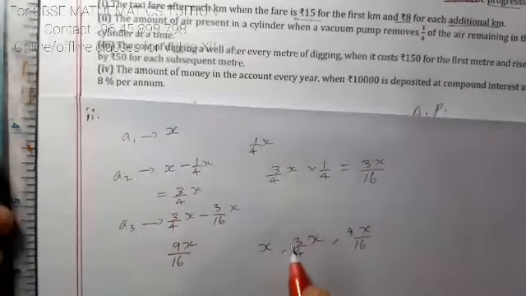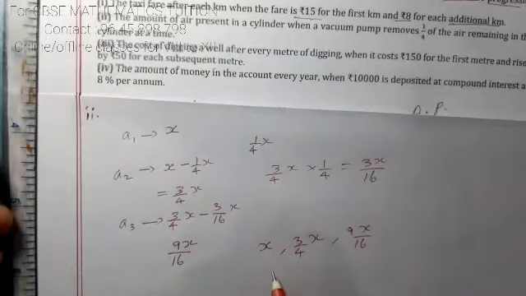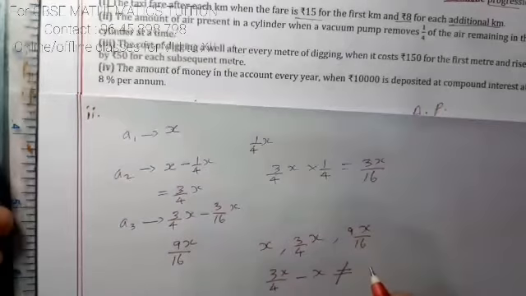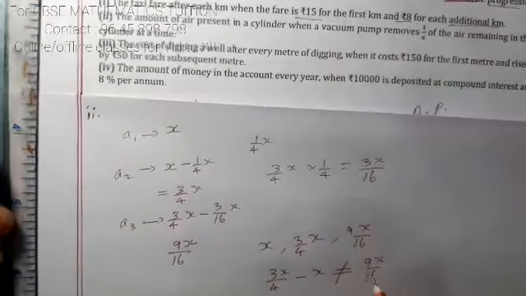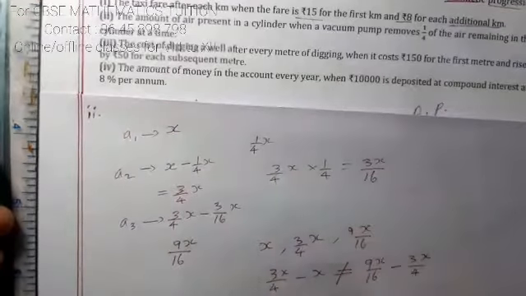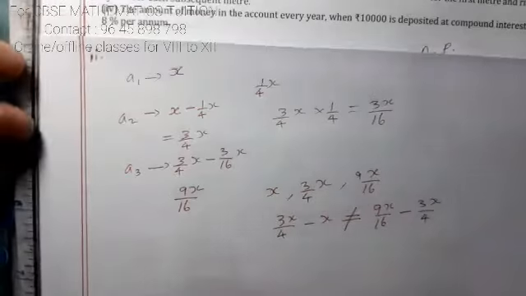So in each case, what is the difference here? It will not be equal to this difference. We know that the numbers are different. 3X by 4 minus X is not equal to 9X by 16 minus 3X by 4. Therefore, there is no common difference. So we can say there is no common difference.